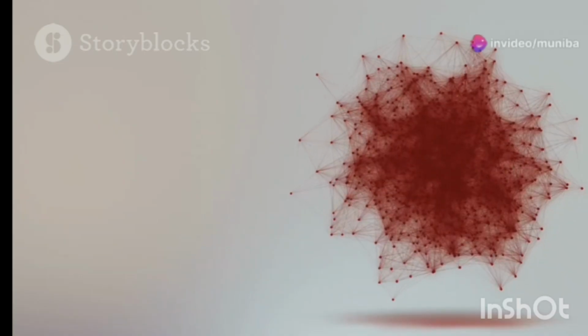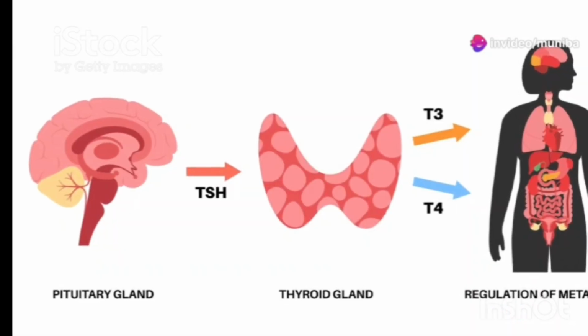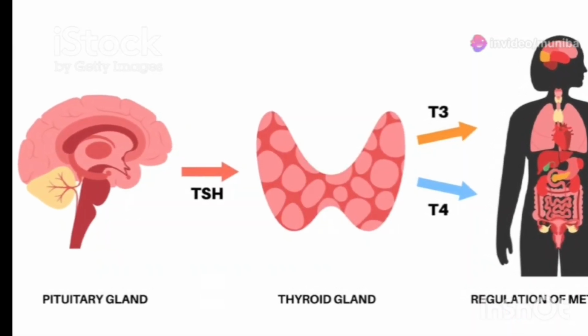Metabolism is how your body uses energy. Thyroid hormones affect almost every cell in your body. They influence heart rate, body temperature, and even how your brain works.